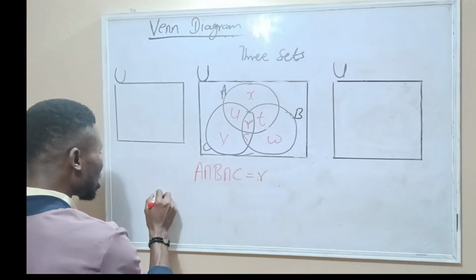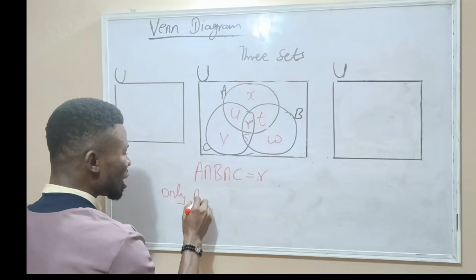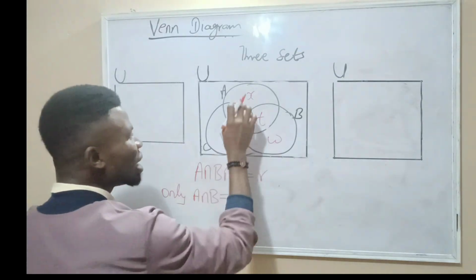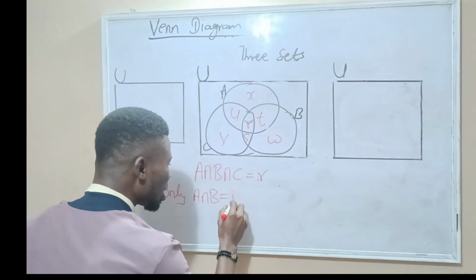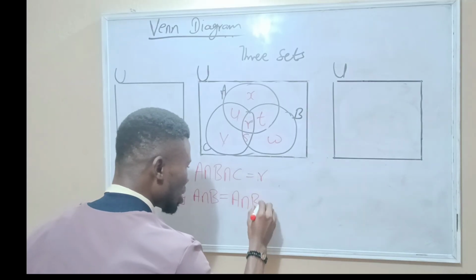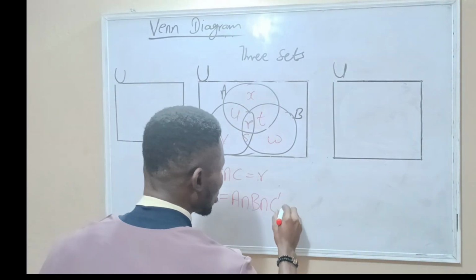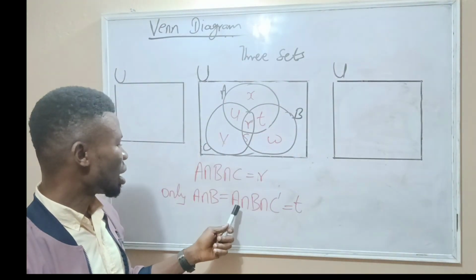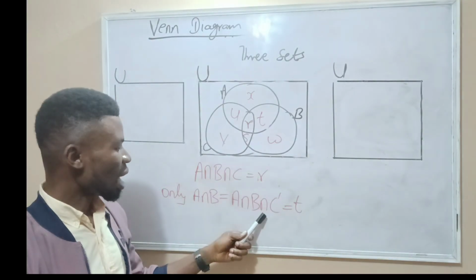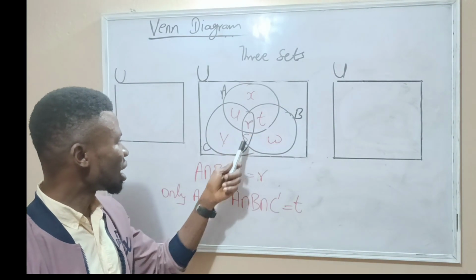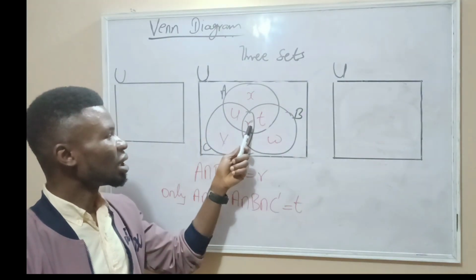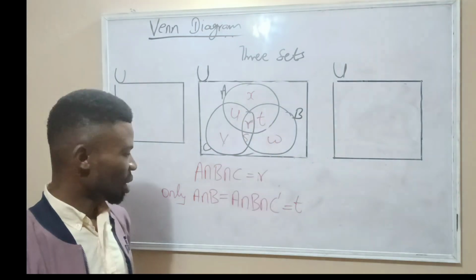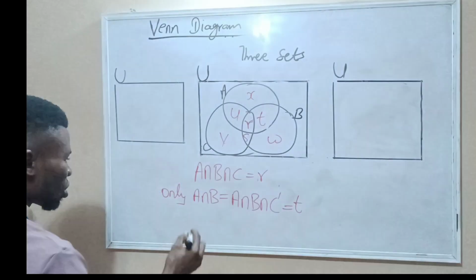Now what of only A intersection B? This is equal to only A intersection B, which is this T, and it is equal to A intersection B intersection C prime, which is equal to that T. When you say A intersection B, you have included this R. But once you add the intersection C prime, which is everything that is outside C, that means you've eliminated this, you've removed this R. So everything that is outside C, then intersection what is in A and B, is this T. So that is T.